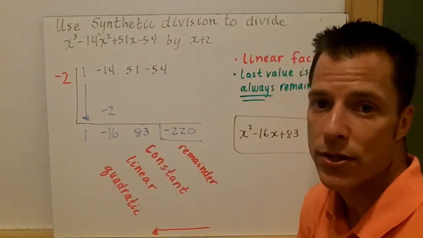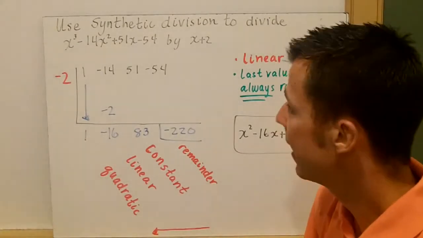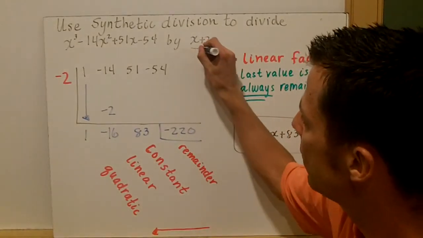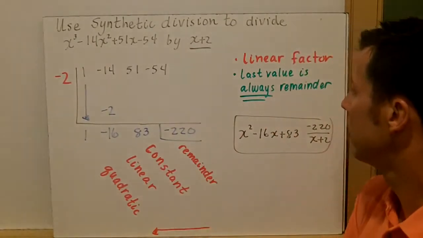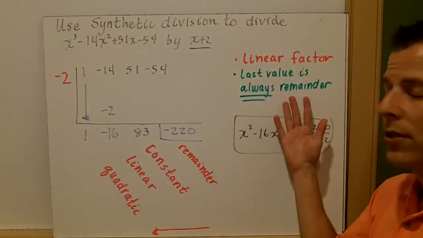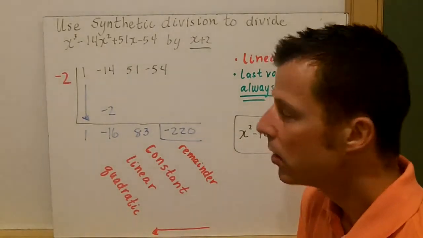Now we're on to synthetic division. Synthetic division you can only use when you have a linear factor. But I mean linear factor right here. X plus 2 is linear. X is a first power. Okay? So here's the thing. The last number you get is always going to be your remainder.